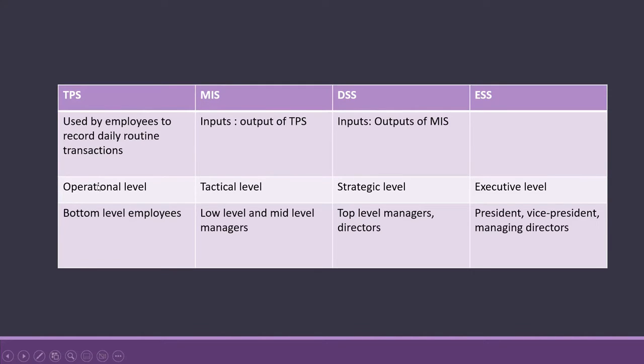So TPS works at operational level, the normal workers, MIS at the tactical level, the low level and middle level managers, DSS at the top level managers, the directors and all. And the executive level is like the highest hierarchy, president, vice presidents, managing directors and all.